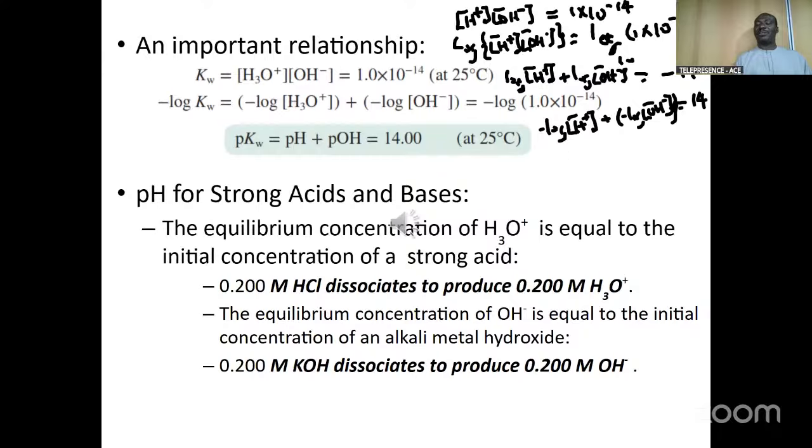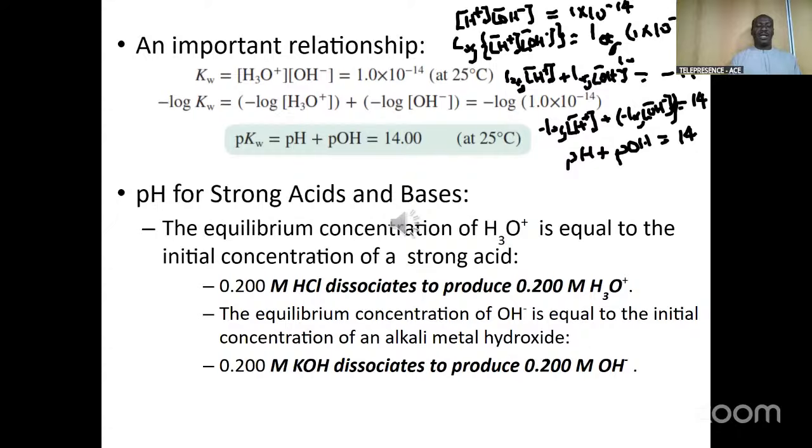By definition, we have said that this is the P scale, so this will be pH plus POH, will equal 14. So for any aqueous system at 25 degrees Celsius, the sum of the pH and the POH must be equal to 14, just as the product of hydrogen ion concentration and hydroxide ion concentration is equal to 1 to the power of minus 14. Okay, so that is a very important relationship you need to take note of.